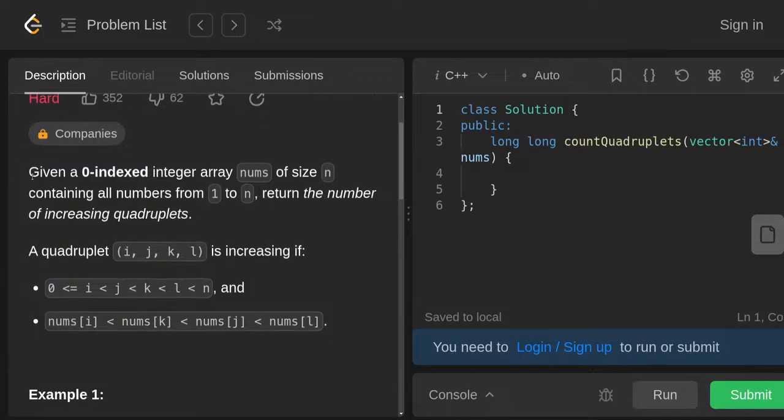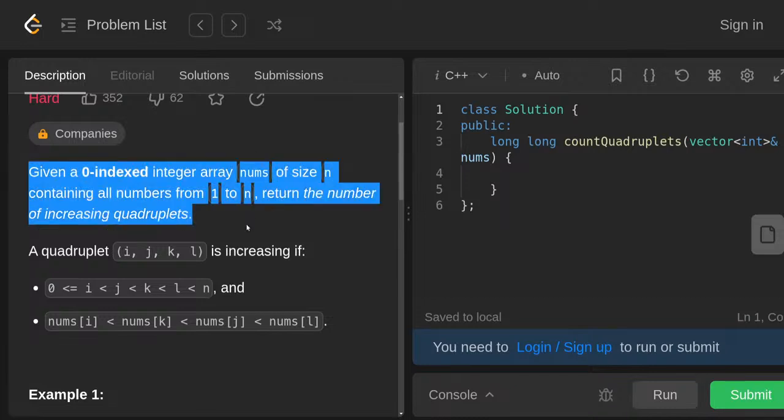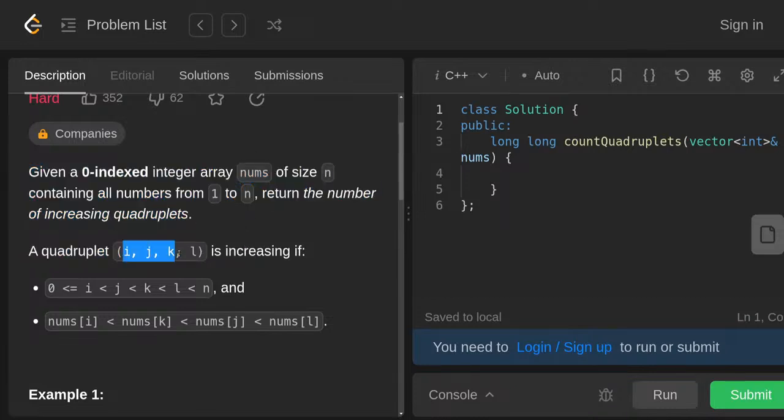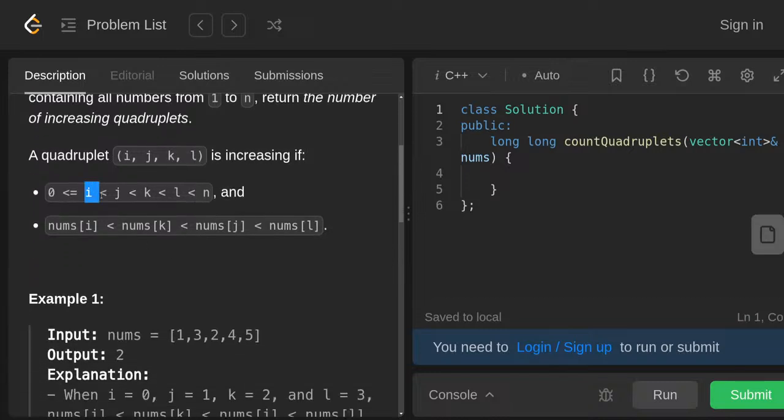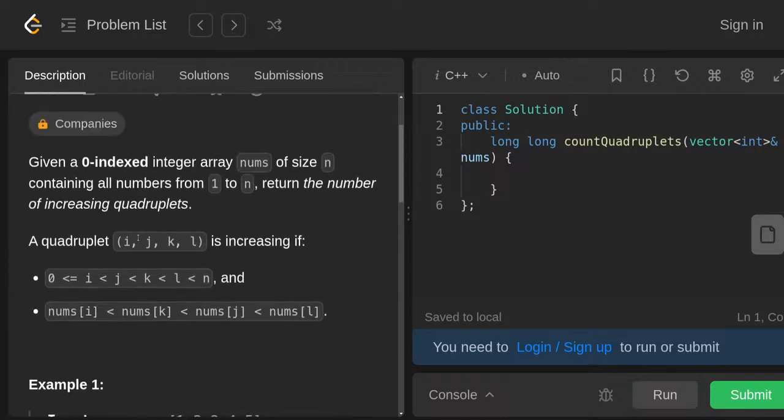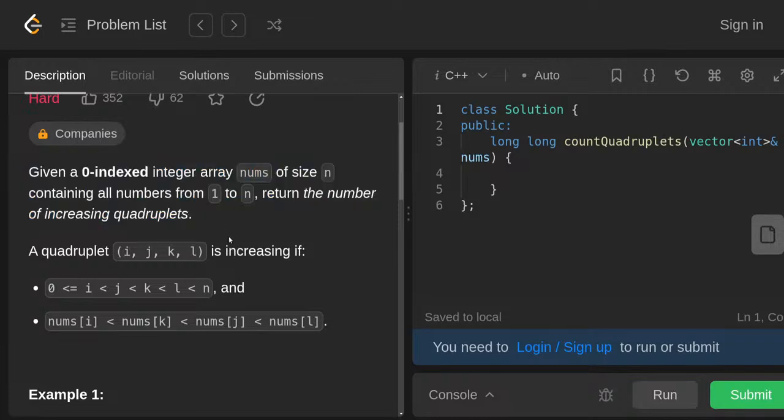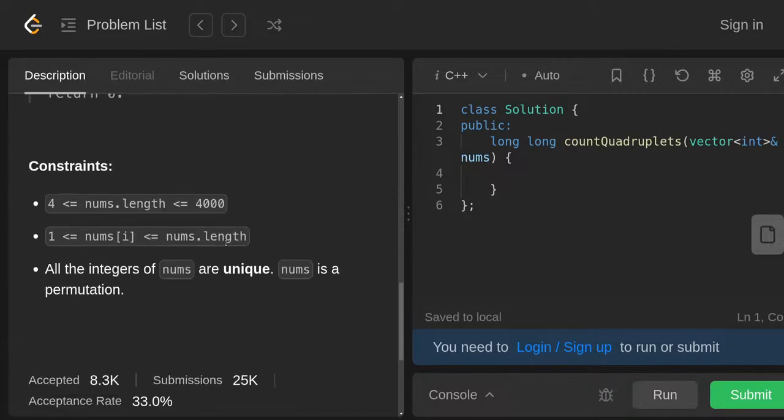Okay, fine. You're given a zero-indexed integer array nums of size n containing all numbers from 1 to n, and we need to return the number of increasing quadruplets. A quadruplet of 4 indices i, j, k, l is increasing if it is in a sequence from left to right, and the numbers are also increasing at those particular 4 positions, and we need to count the number of increasing quadruplets.